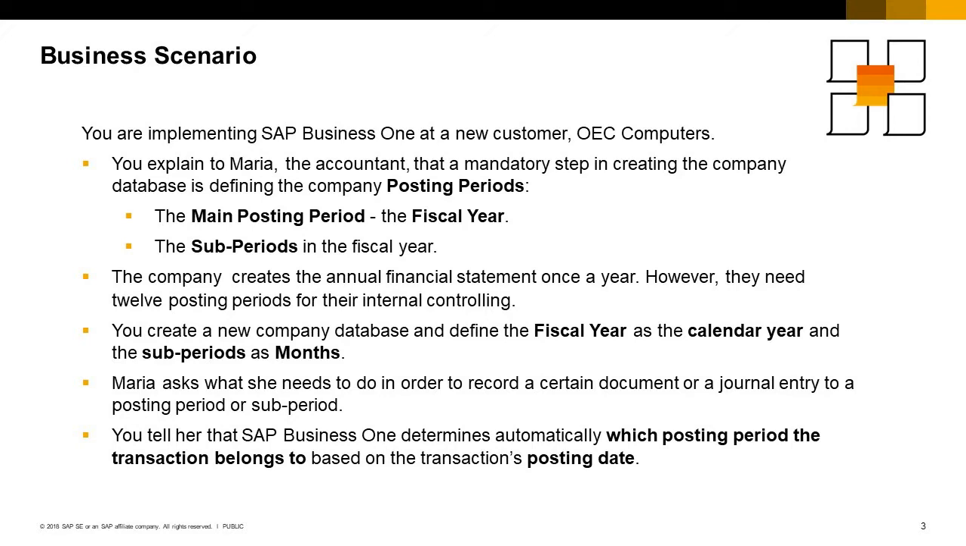Together you discuss the financial processes in OEC Computers. The company creates the annual financial statement once a year. However, they need 12 posting periods for their internal controlling. You create a new company database and define the fiscal year as the calendar year and the sub-periods as months. Maria asks what she needs to do in order to record a certain document or a journal entry to a posting period or sub-period. You tell her that SAP Business One automatically determines which posting period the transaction belongs to based on the transaction's posting date.